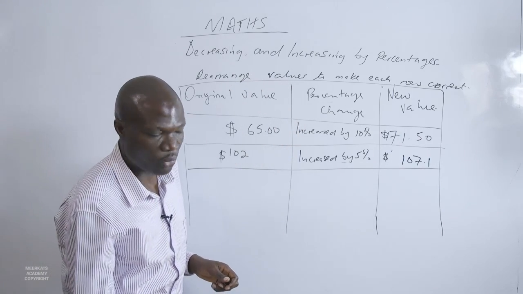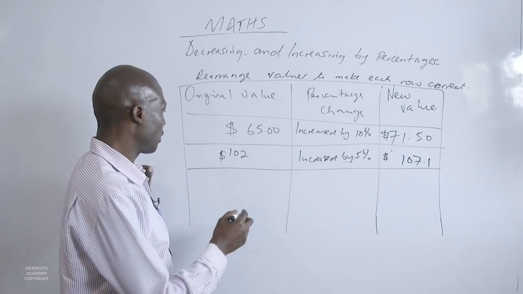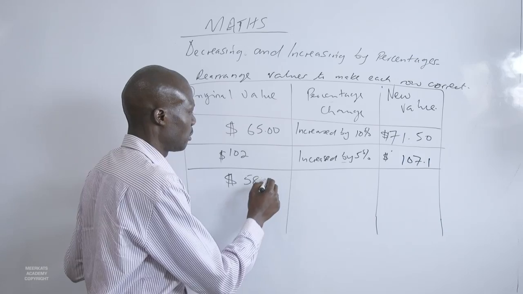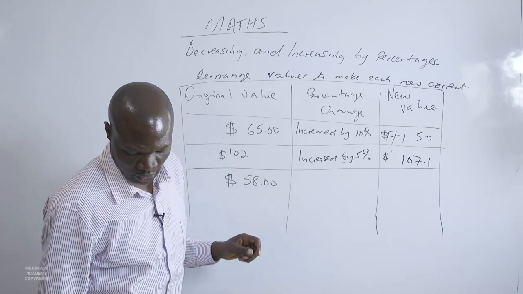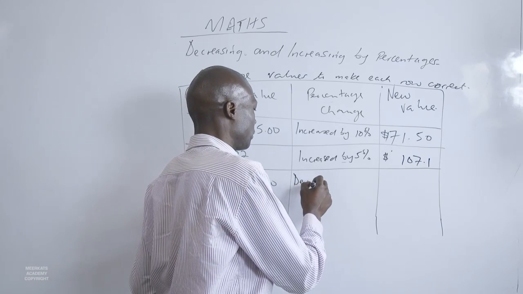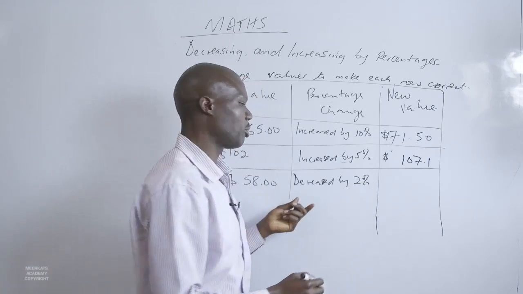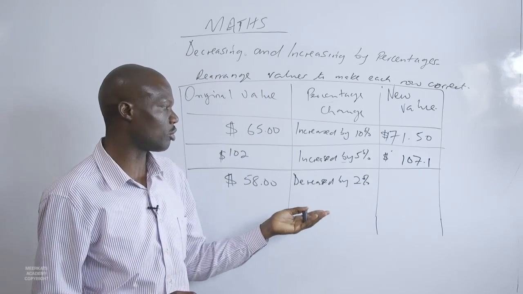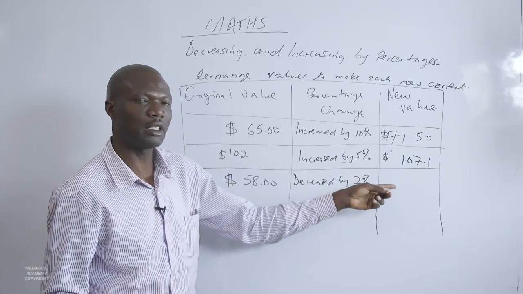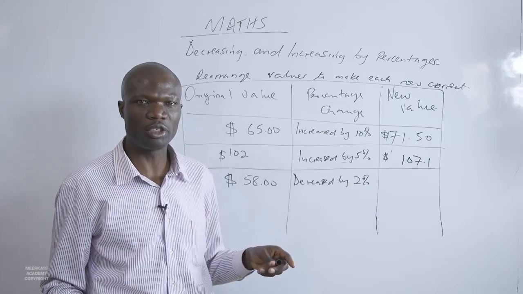Let us look for the one which we are decreasing. $58. And this one is decreased by 2%. So I'm not going to calculate that. You know how to go about it: 2 over 100 multiply that by 58. I want to calculate straight what I should do. Am I supposed to have here? It's supposed to be equivalent to 102%.